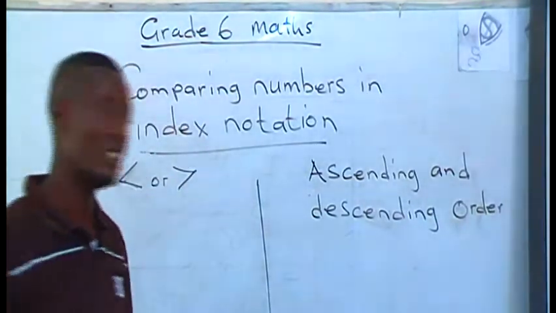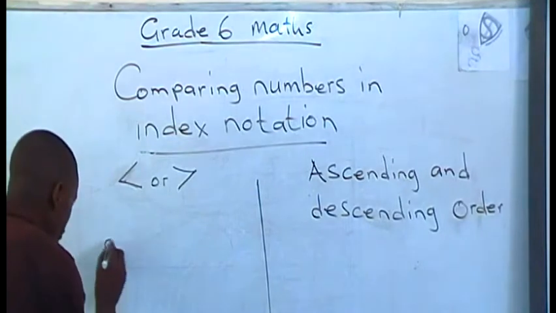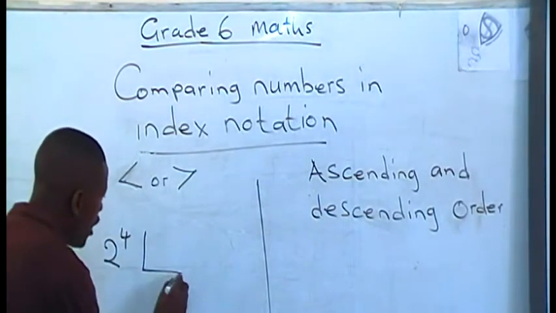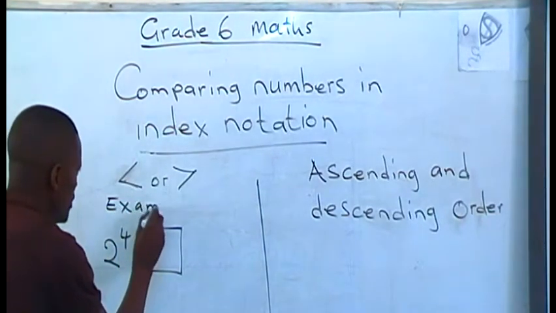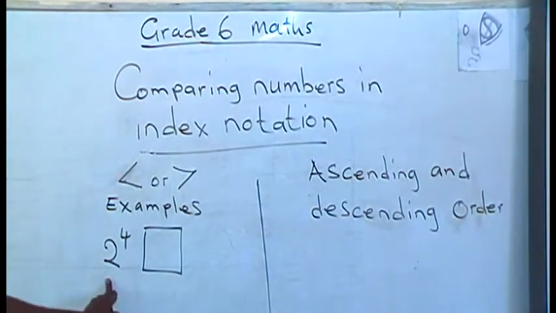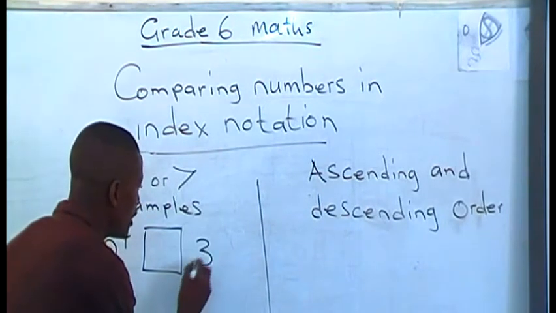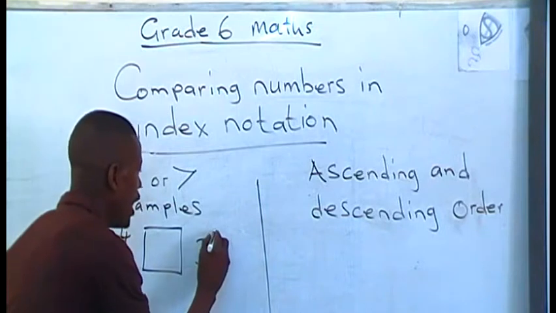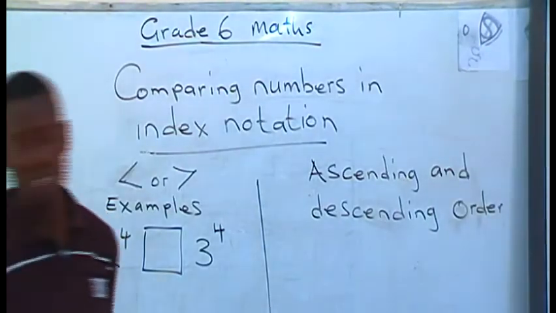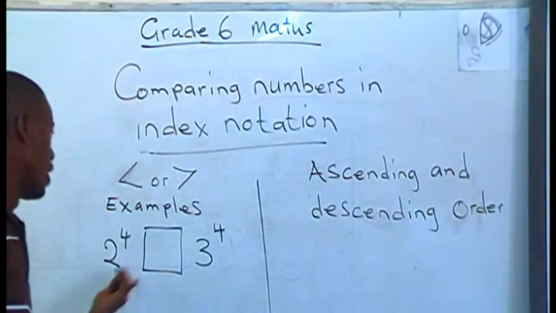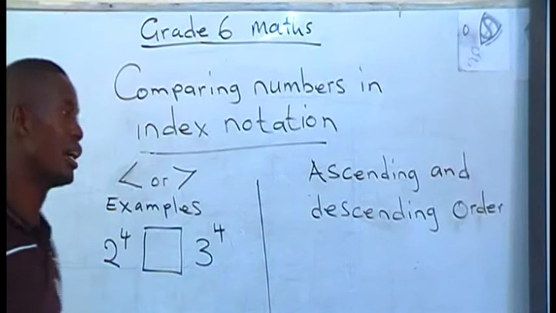I will give some examples here. For example, if you are told to compare 2 to the power 4, and here I'll put a box, and this side we have 3 to the power 4. How are you going to work out this one? How do you know to say this number is bigger than the other number?